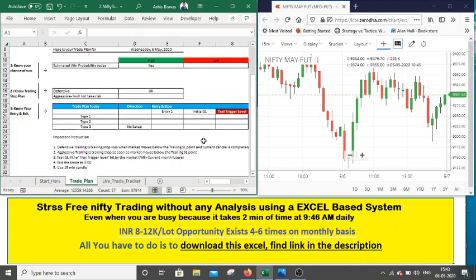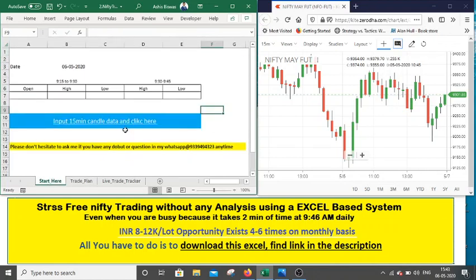The good point is that this setup has a trailing stop loss methodology. Whenever the price moves in your favor, you can trail the stop loss to minimize your risk. It will come here automatically. Here I will demonstrate these things today.